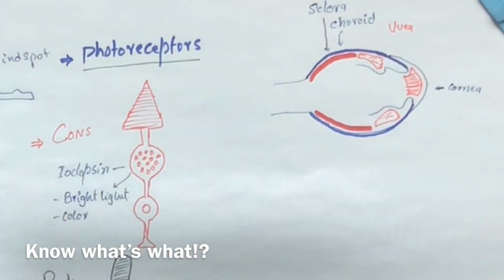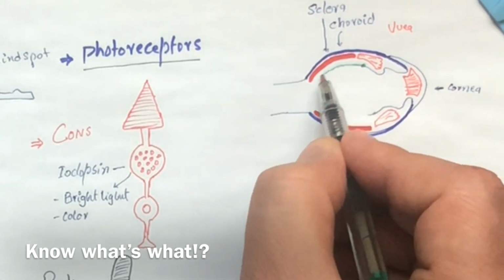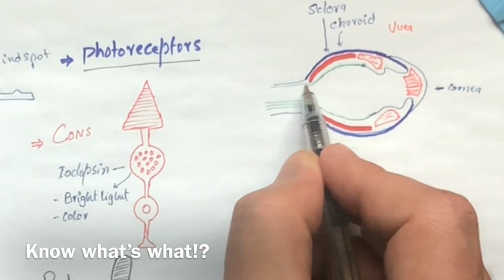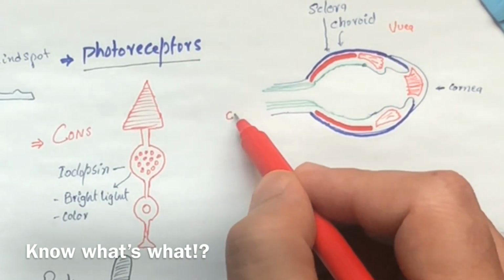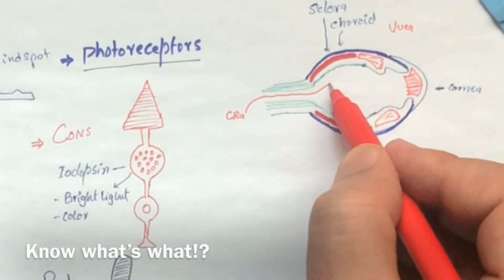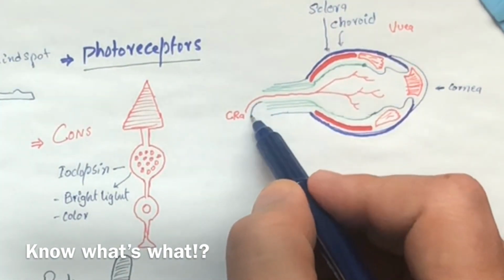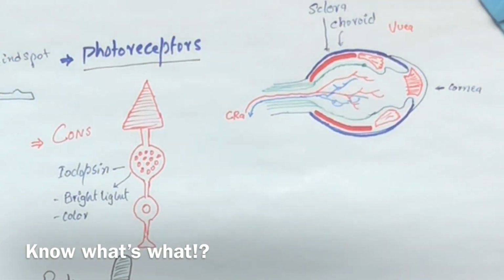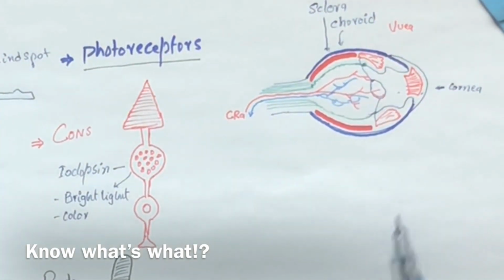It's called uvea. Okay, so then from ora serrata here, the retina starts and it goes back and it makes the optic nerve. So this is your retina, and within the retina there are the vessels coming to the eyeball: the central retinal artery supplying most part of the eyeball, and then the central retinal vein that takes the deoxygenated blood from the eyeball. So here is the lens and the anterior and posterior chambers.